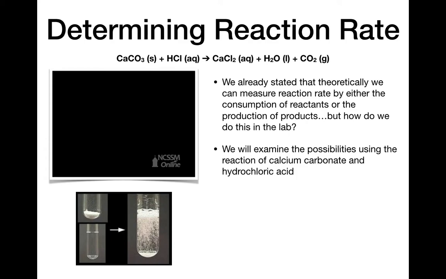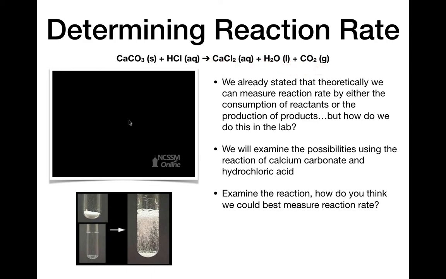Well, we're going to look at a reaction here of calcium carbonate and hydrochloric acid. Here's the balanced equation. I have calcium carbonate and hydrochloric acid producing calcium chloride, water, and carbon dioxide. So let's look at the reaction here. Which one do you think gives us the best idea of rate, if we do reactants or if we do products? What do you think is going to be better?